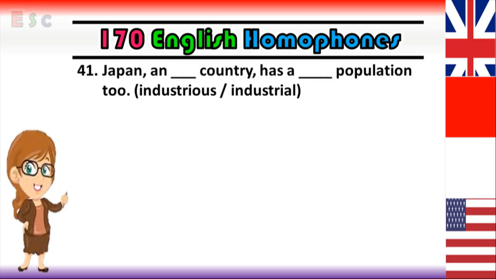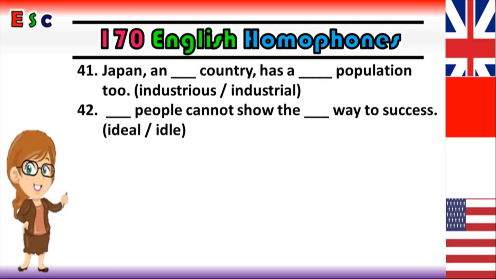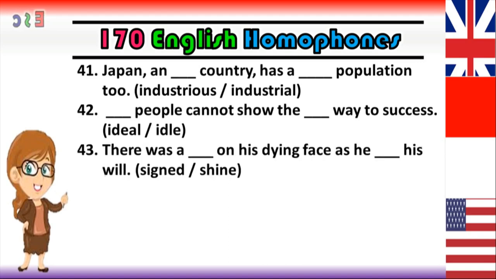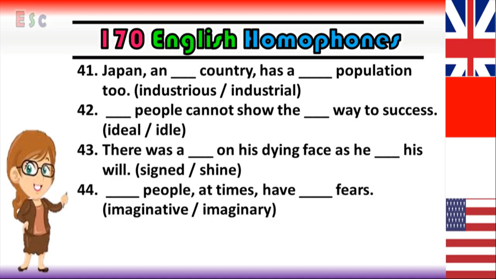41. Japan, an industrious/industrial country, has a population too. Industrious/industrial. 42. Ideal/idol people cannot show the way to success. 43. There was a shine/sign on his dying face as he signed/shine his will. 44. People at times have imaginative/imaginary fears.